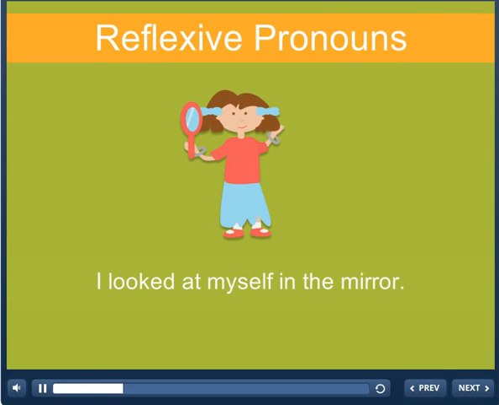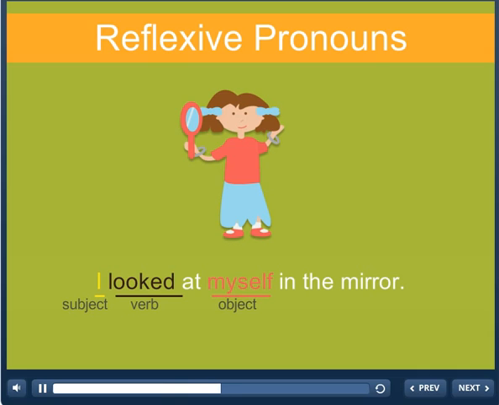I looked at myself in the mirror. Here the verb is looked. I is the subject. Who did I look at? Myself. I is the subject and the object also refers to me. Because my subject and object are the same, I used a reflexive pronoun in place of the object.